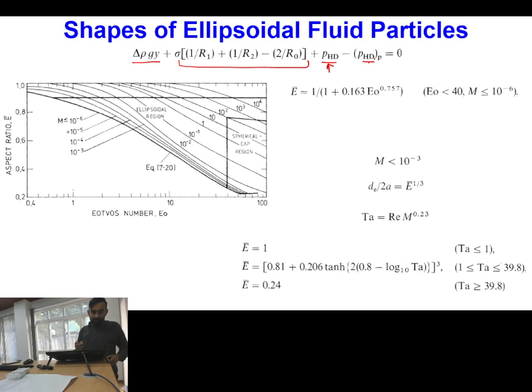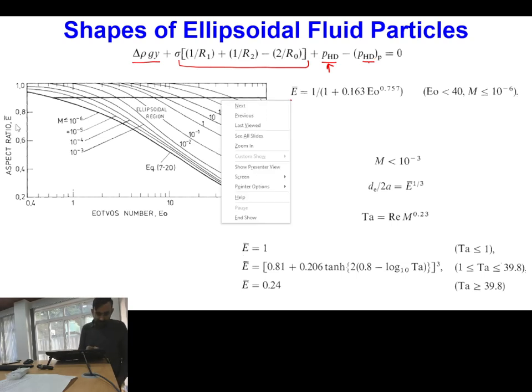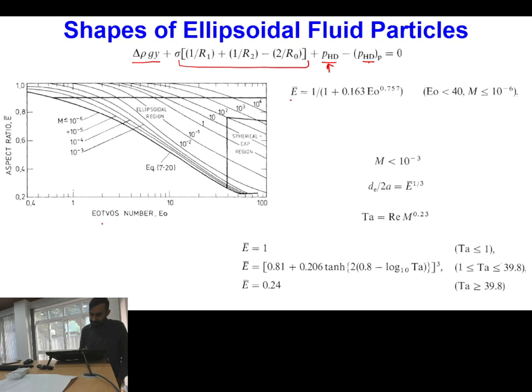Okay, so in terms of experimental data, this aspect ratio E bar, as you can see, is plotted as a function of the Eötvös number of the bubble. Here you can see we have these different lines, and these different lines correspond to different values of Morton number. The Morton number value for this line is 10 to the power minus 6, then for the next line it is minus 5, minus 4, minus 3, and likewise we are increasing the order of the Morton number.